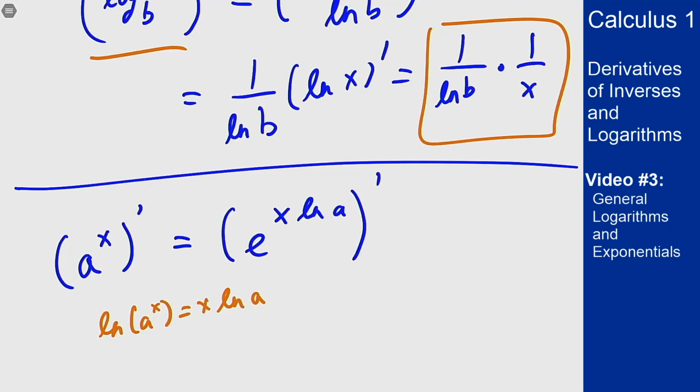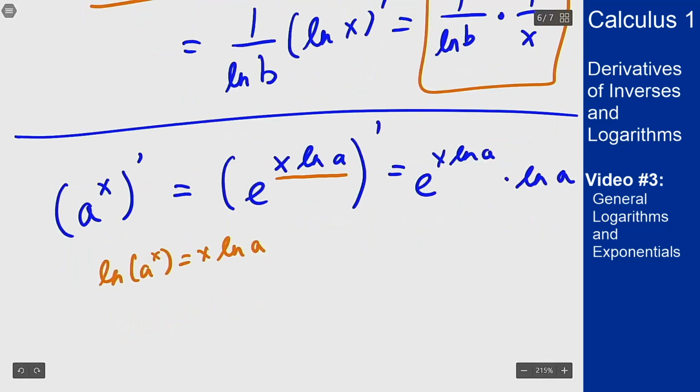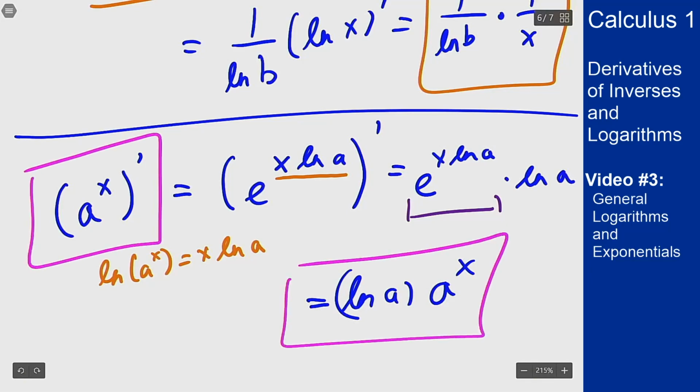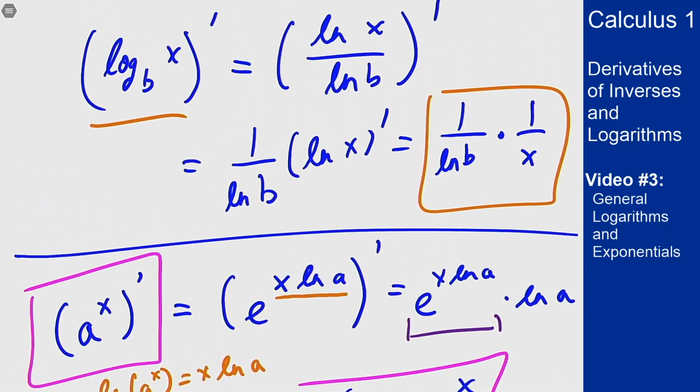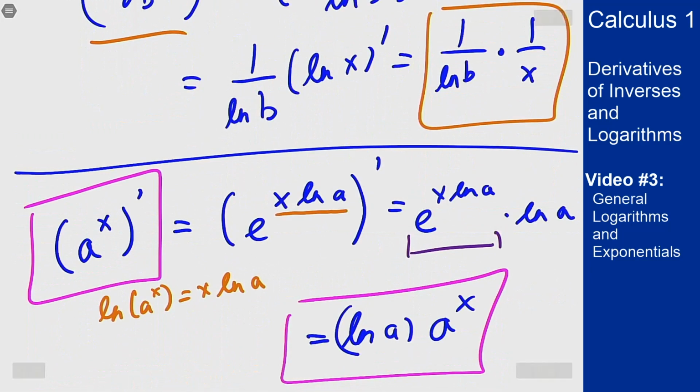These are equivalent here. But now this I can differentiate by chain rule. This will be e to the x ln a, where my inside function is x ln a. The derivative of the inside is just log of a, because that's a constant. This converts back to a to the x, meaning my answer here is log of a times a to the x. If I want to differentiate something of the form a to the x, that is log of a times a to the x. If I want to differentiate log base b, I get 1 over log b times 1 over x. There are our two formulas there.